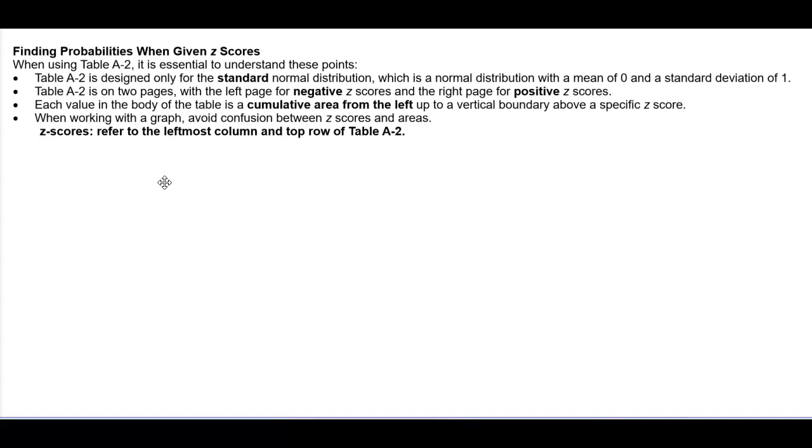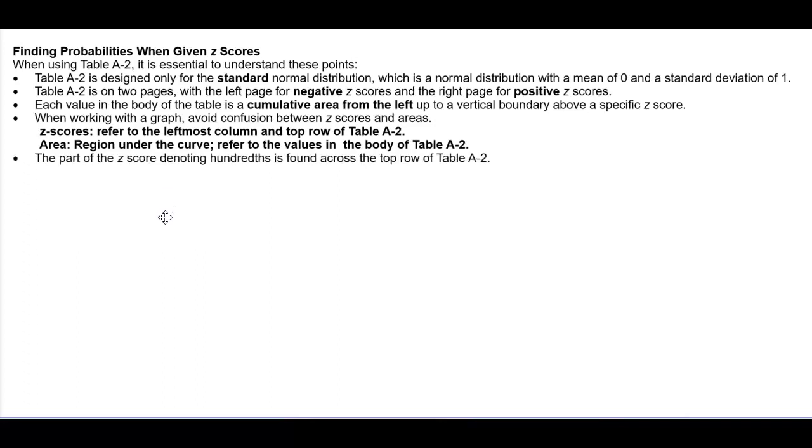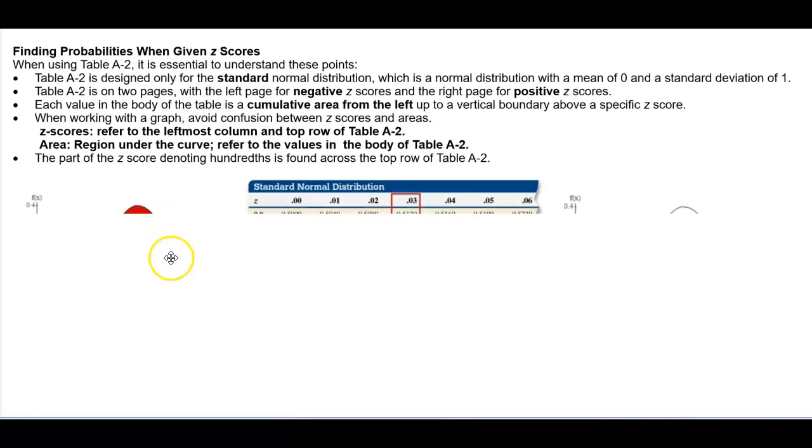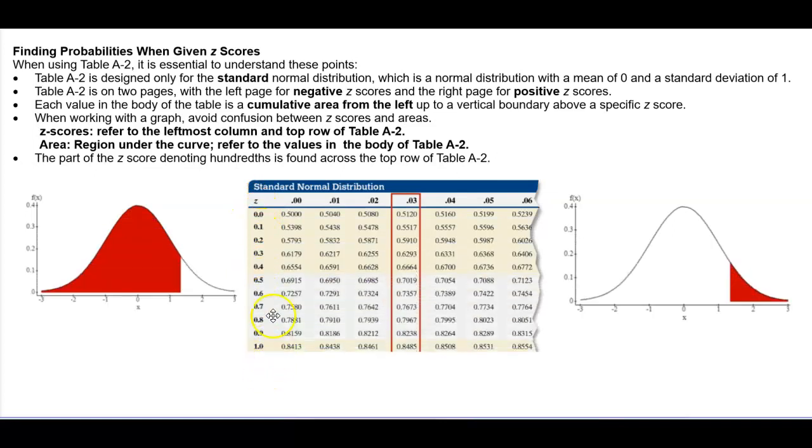Now, z-scores refer to the leftmost column and top row of table A-2. And the area is the region under the curve, and it refers to the values in the body of the table A-2. And the part of the z-score denoting hundredths is found across the top row of table A-2. So here's what they're saying here. The top row has the hundredths, and you can see that this column represents up to the 10th place. Now in the body of the table are the probabilities, or the areas.